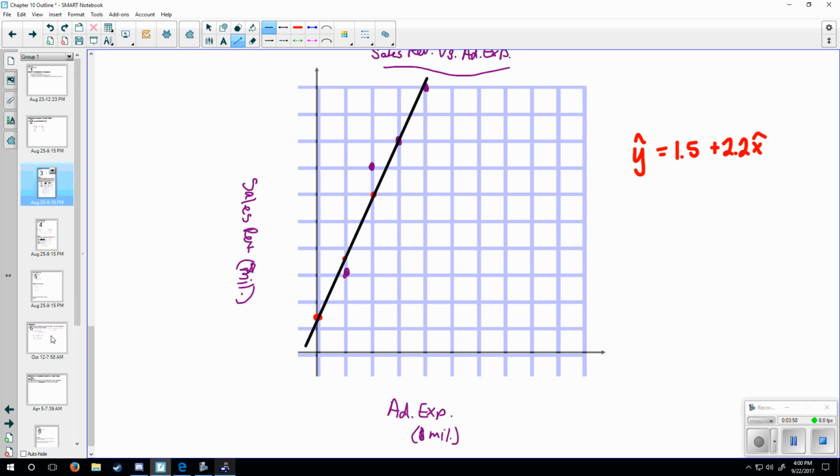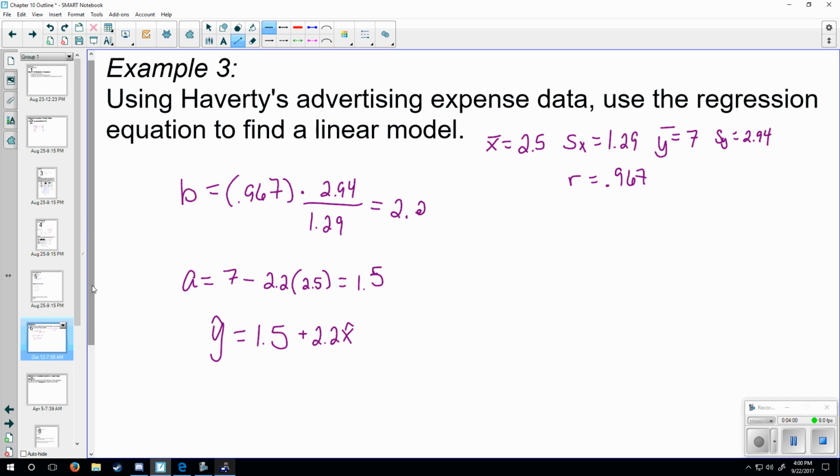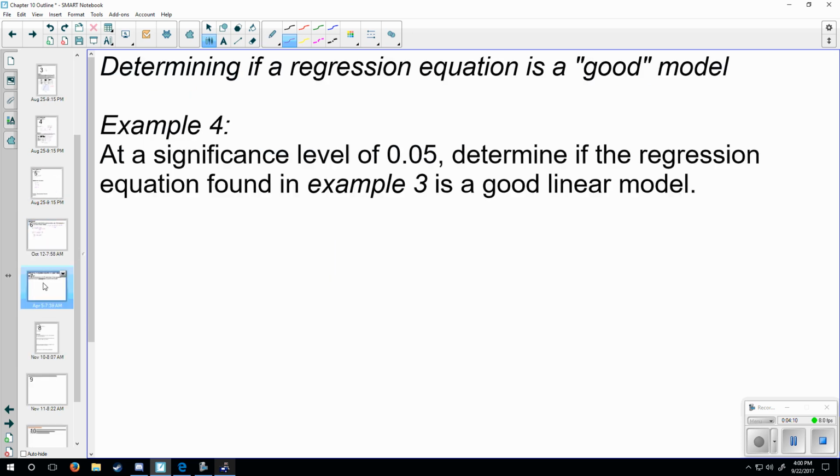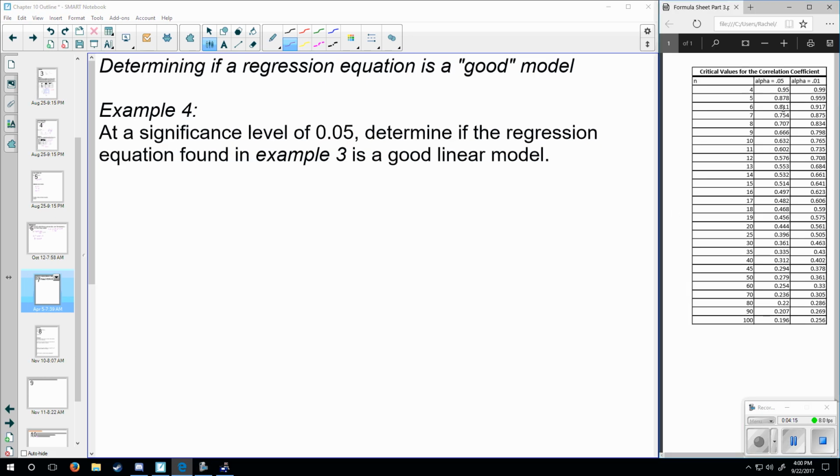So to finish up our discussion on linear regression and how all of this works, what you're doing is you're basically finding something to be able to estimate your data. Now we still have to determine, as we mentioned earlier, is this line actually a good fit? So for this, you need your critical values for correlation coefficient, and this will be provided anytime you need it. At a significance level of 0.05, determine if the regression model found in example 3 is a good linear fit.